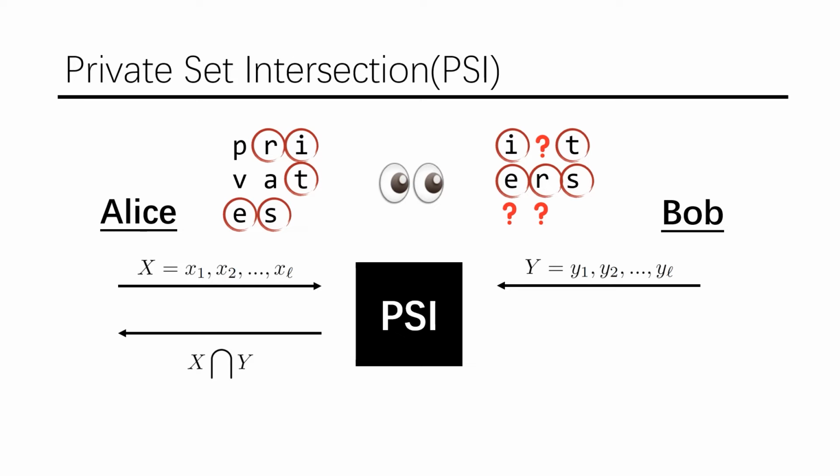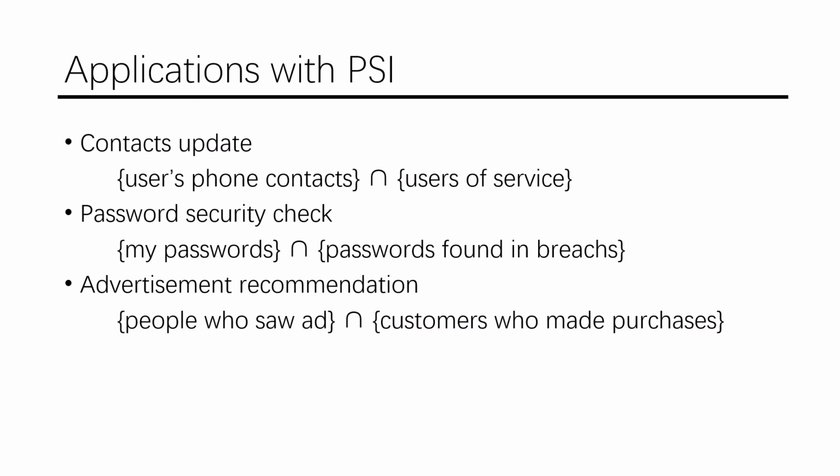So Alice won't know about any of Bob's atoms that are outside of the intersection, and Bob won't know about any of Alice's atoms that are outside of the intersection. PSI has several applications. For example, if Alice signs up for a new encrypted messaging service, she probably wants to know which of her friends already use the service. The information that she wants is the intersection of her phone's contact list and the service provider's list of clients. She can use PSI to compute the intersection without sending her contact list to the service provider.